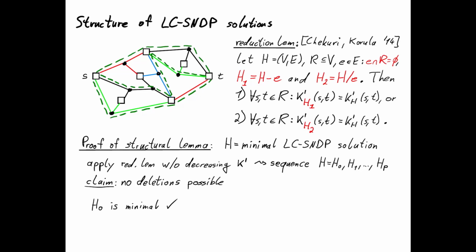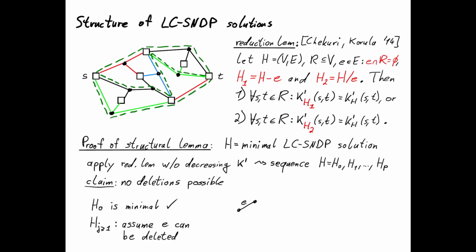And the claim is that actually I will never do a deletion. And okay, why is that the case? Well, the proof is simply by induction. So in the first step, this is clear because I started with a minimal solution, which by definition means I cannot delete any edge without decreasing element connectivity somewhere. So I have to contract if the reduction lemma is true.